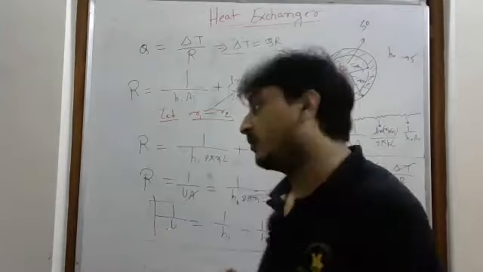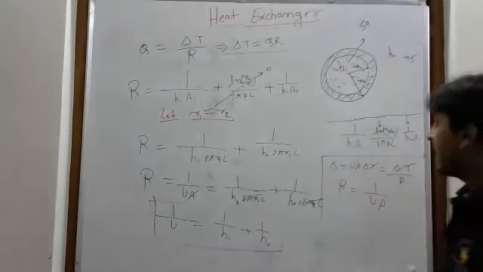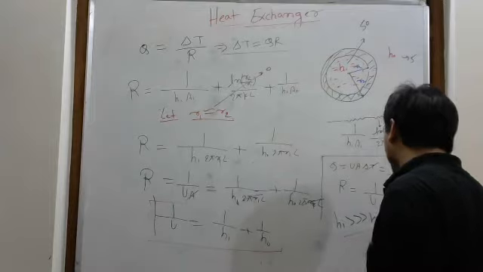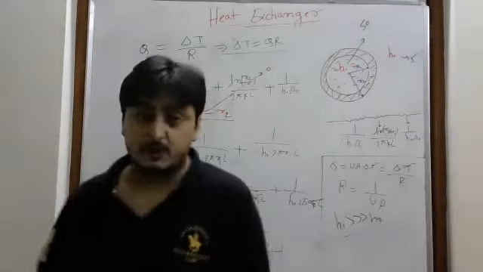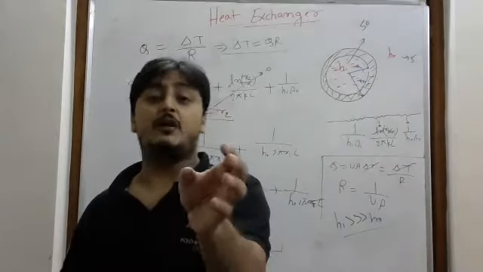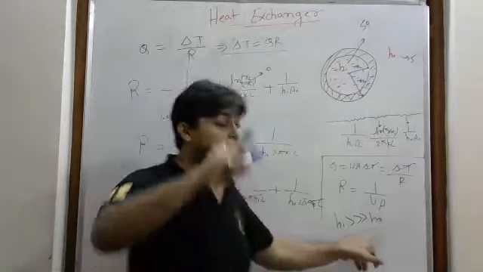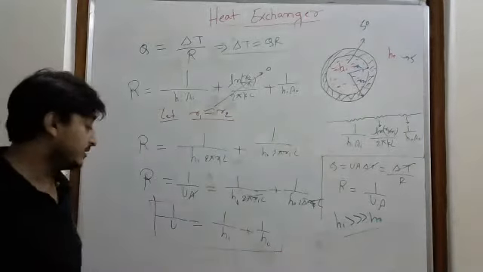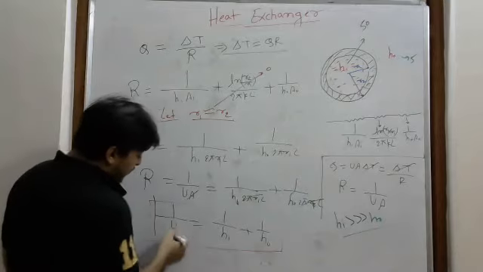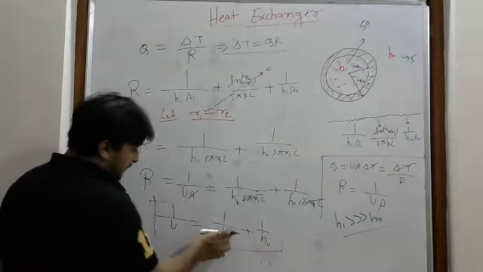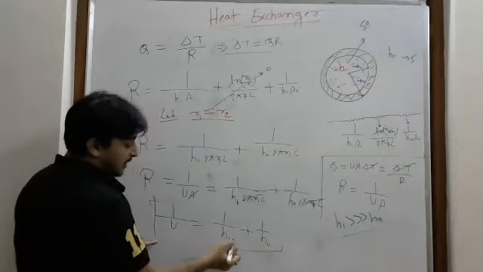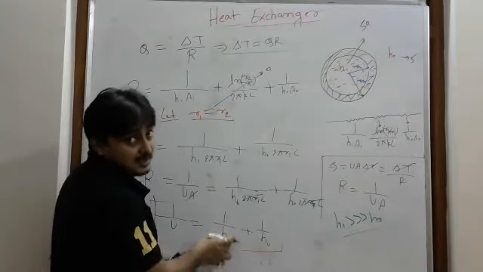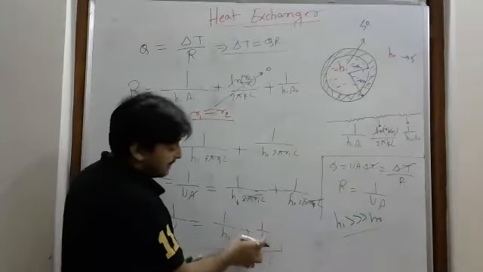They will ask, if HI value is very much greater than HO value, that is, the heat transfer coefficient of the internal fluid is very much greater than the heat transfer coefficient of the outer fluid, then what is the overall heat transfer coefficient? So see, if I need to find this value, what will happen? If this value is more, something divided by more is less, and something divided by less is more.